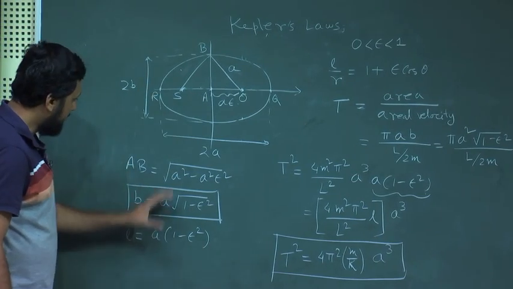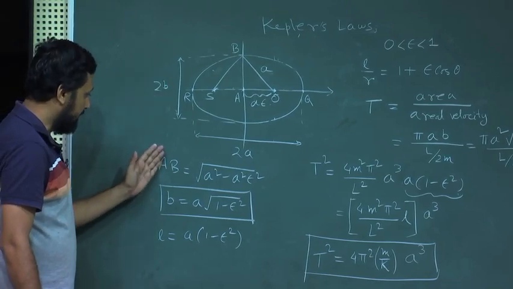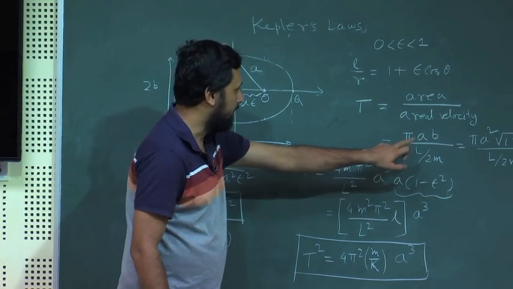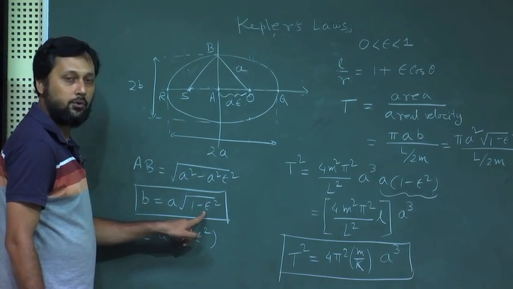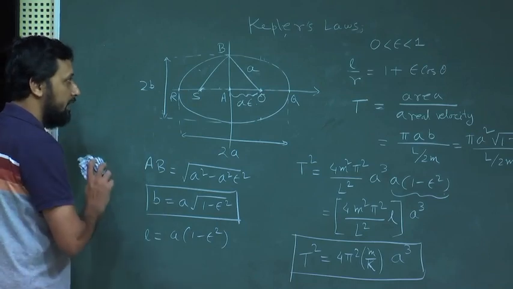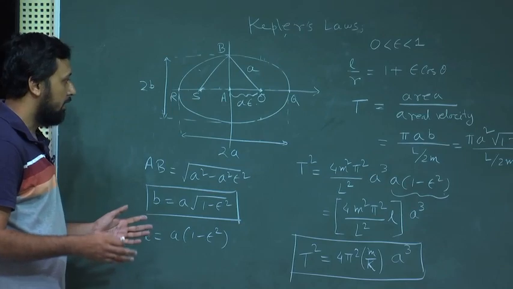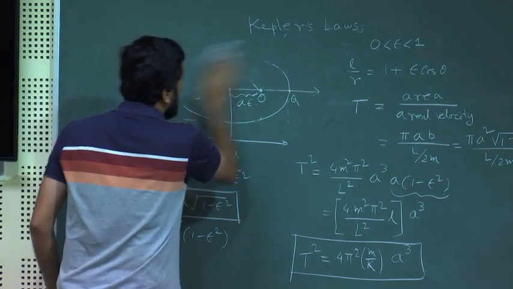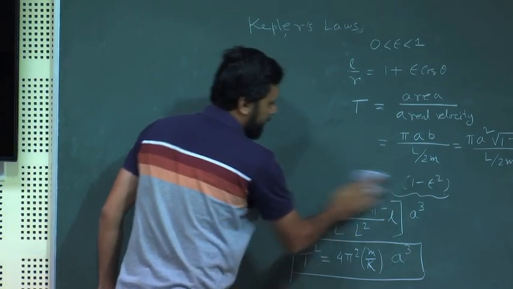This entire mathematical formulation, the geometrical formulation we did here, was needed so that we can write B as A times root over 1 minus epsilon square. Okay. So, hence we have proved the three Kepler's laws, starting from a very fundamental force law, and now it is time to review different aspects of central orbits.